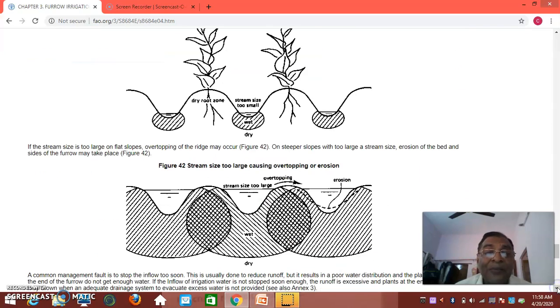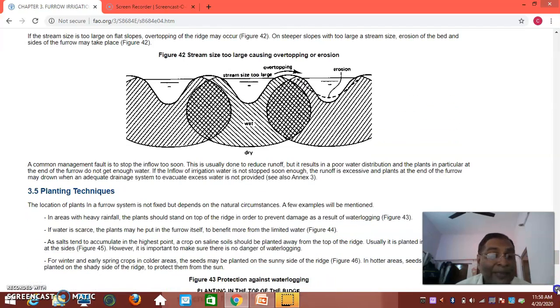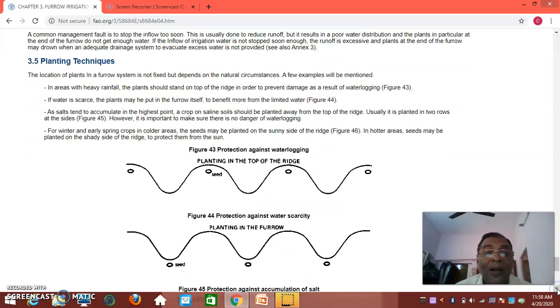Then if the stream size is too large, almost overlapping occurs, and there is unnecessary wastage of water. Next, protection against waterlogging. If you feel the soil is not suitable and waterlogging conditions are there, you can put the seed here. Suppose in some sandy soils there is a problem of water scarcity, the seed can be put in the middle of the furrow, so you can meet the water requirements of the plant.